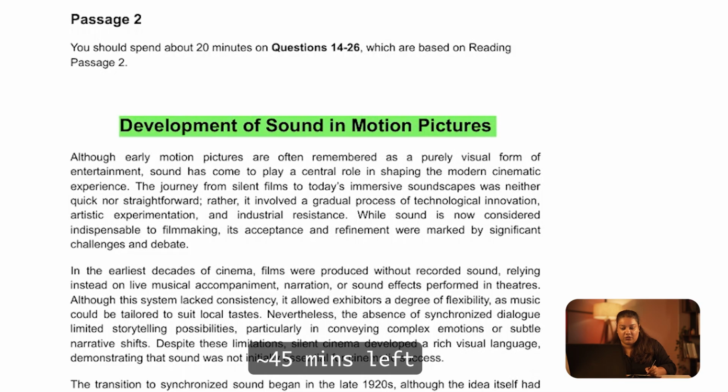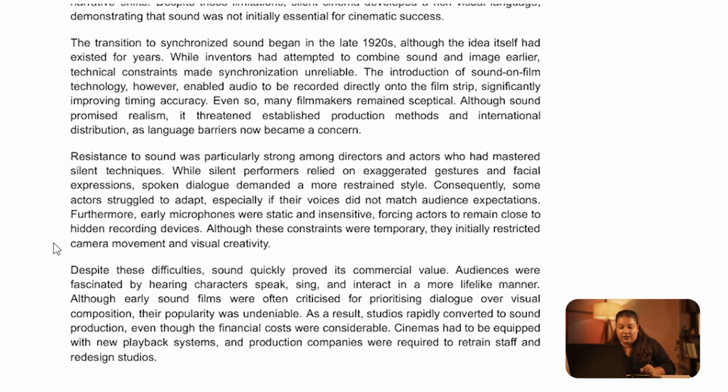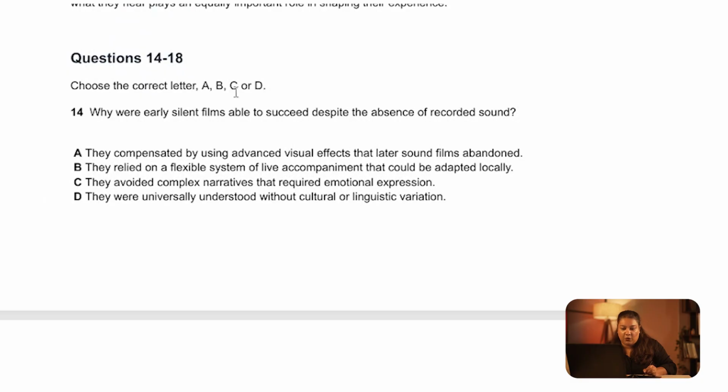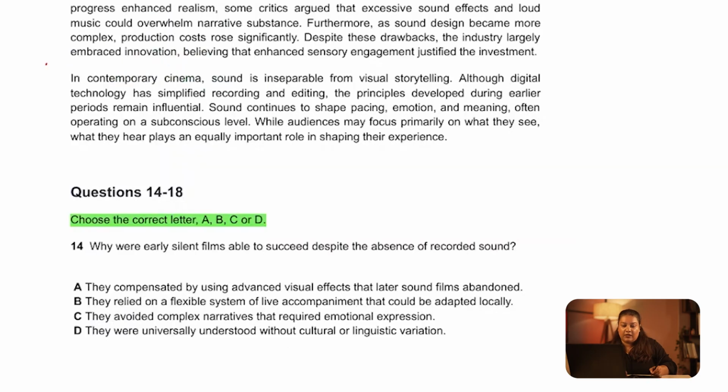The heading here is development of sound in motion pictures. Again, we're not going to be reading the passage. We'll quickly jump into the questions. We have question number 14 to 18, and it says choose the correct letter A, B, C, or D. So this is a multiple choice question. Let's look at question number 14. Why were early silent films able to succeed despite the absence of recorded sound?